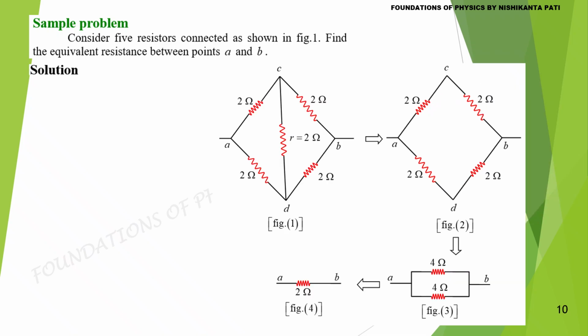Hence, this given circuit is equivalent to this. These two are in series. It is now 4 ohm. These two are in series. It is also 4 ohm. These two 4 ohm, 4 ohm, they are connected in parallel between A and B. So the effective resistance is 2 ohm.